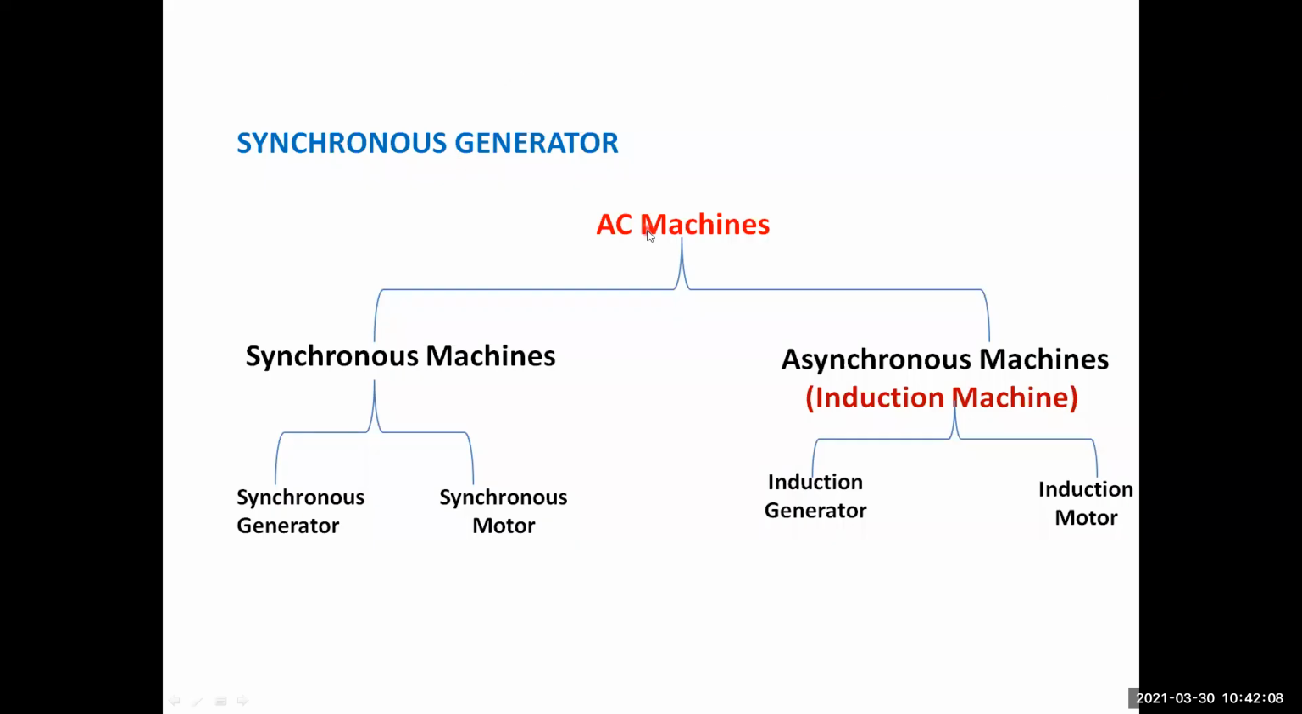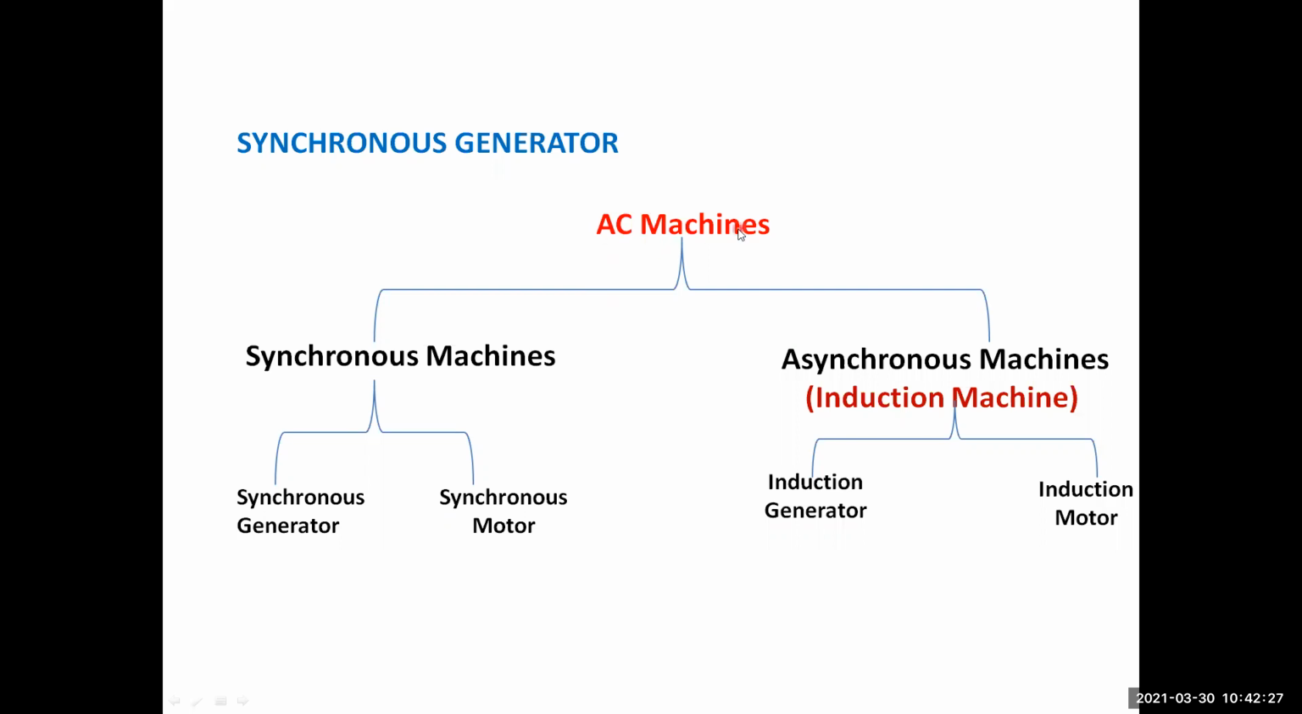So the synchronous generator is also called an AC machine. This synchronous generator is nothing but AC only. The output of this alternator or synchronous generator is only AC. It's not DC. Only by using DC machines can we generate DC.